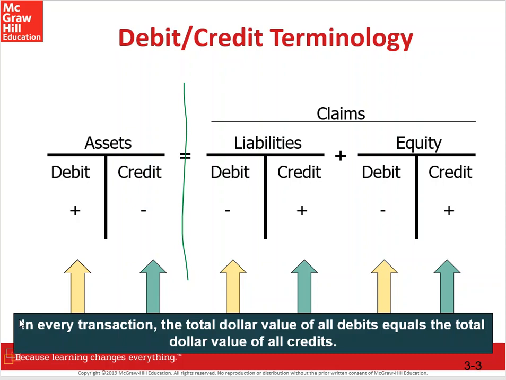We also know that ALO has to be in balance. Assets have to equal liabilities and equity. So if we have a debit on the asset side, making the asset side go up, then we're going to have a corresponding credit on the liabilities and equity side, making the liabilities and equity side also go up. So debits will equal credits and assets will stay in balance with liabilities plus equity. So by the nature of our accounting equation, the way it moves up and down together, we have to have debits equal credits. So in every transaction, the total dollar value of all debits will equal the total dollar value of all credits.